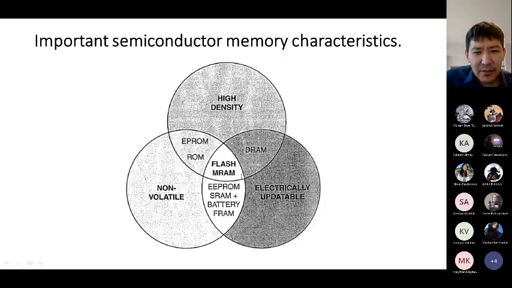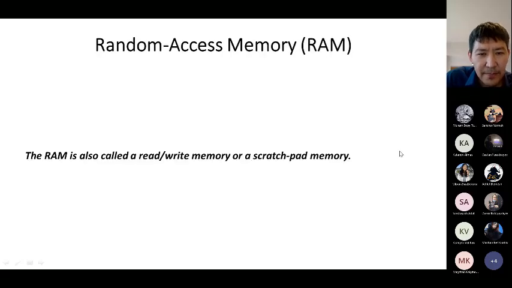Okay, here's a chart. If you look, you can see that here at the center we have flash and magnetic resistive RAM. You can see that they have the better combination of these features. High density. Do you understand what that means? High density means the amount of information that it can store. Non-volatile and electrically updatable. So you can see that flash and magnetic resistive RAM have a better combination of all of these properties and features.